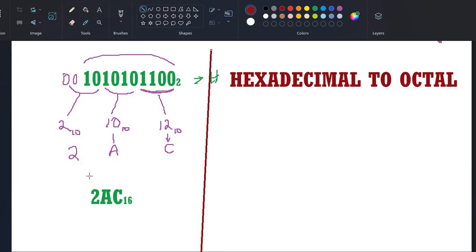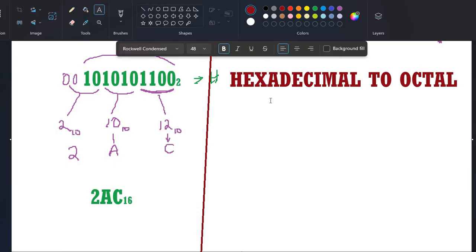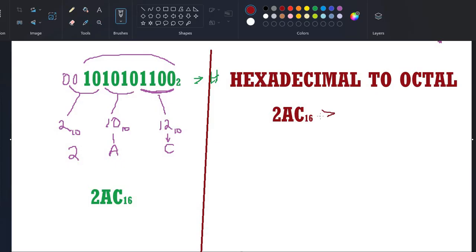We have this hexadecimal number, 2AC to the base 16, right? We will convert this into its octal equivalent. Oh sorry, we will convert this into octal. Okay, so how will you convert this into octal?